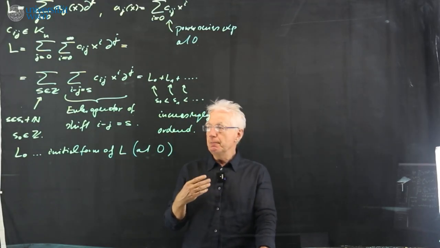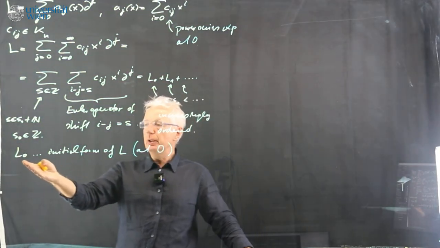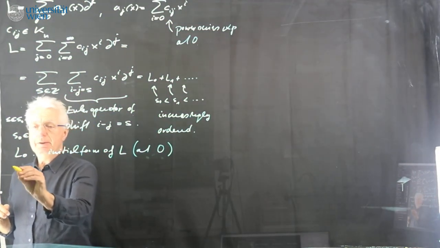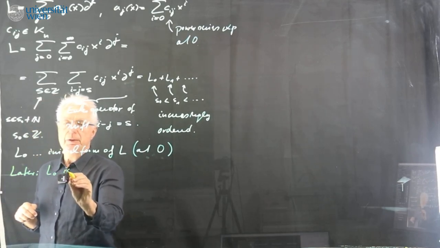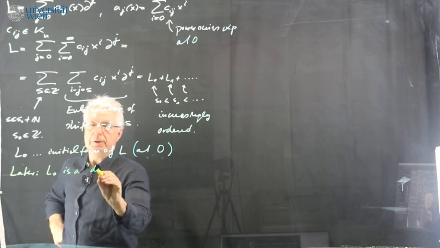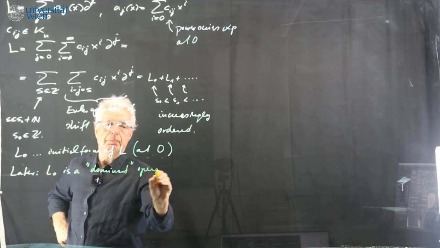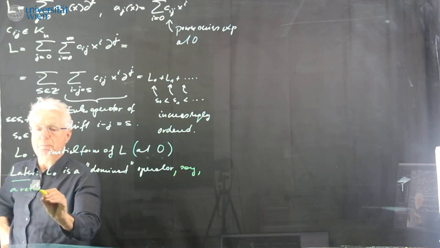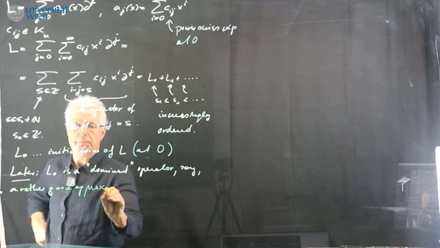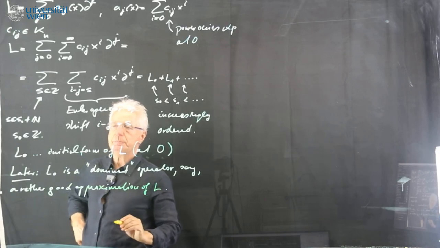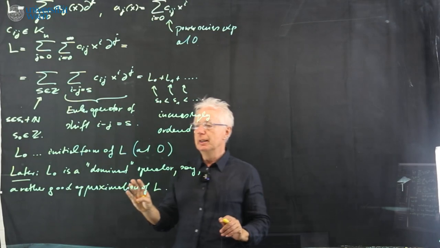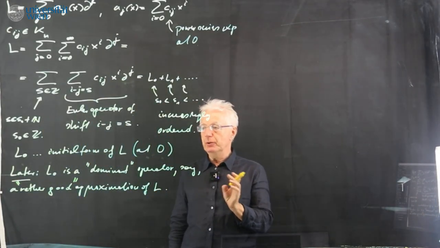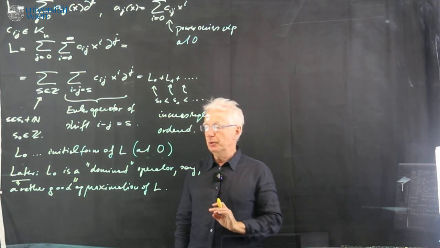And the philosophy of the first part of this class will be that L0 is a kind of dominant term of L. So this will come soon, but not today, later. L0 is a dominant operator. And what does this mean? It is, say, a rather good approximation of L. Of course, I assume that L0 is non-zero. Now, this "rather good", again in quotation marks, has to be specified. It depends whether you have a regular singularity or not, but we will make it precise and clear later on.